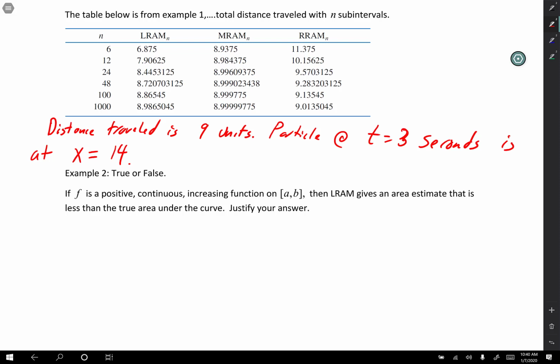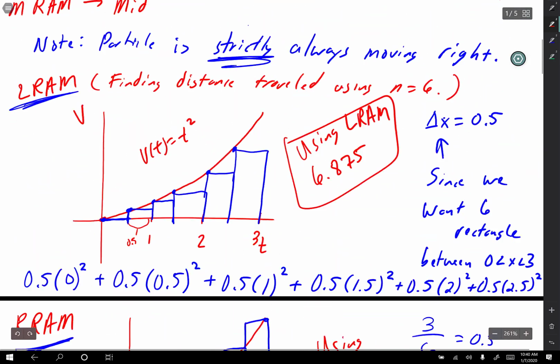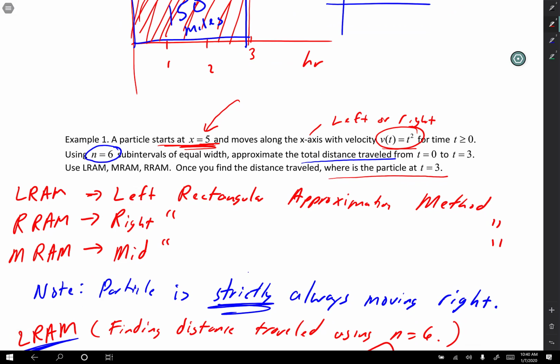X equals 5. That's my position. Remember that right here, I put it right. I'm only moving left or right, on an x-axis. So initially, I'm at position 5, and I'm always moving to the right. When t equals 0, you're at x equals 5. Yes. And at t equals 3, I'm at x equals 14, because I moved 9 units to the right.